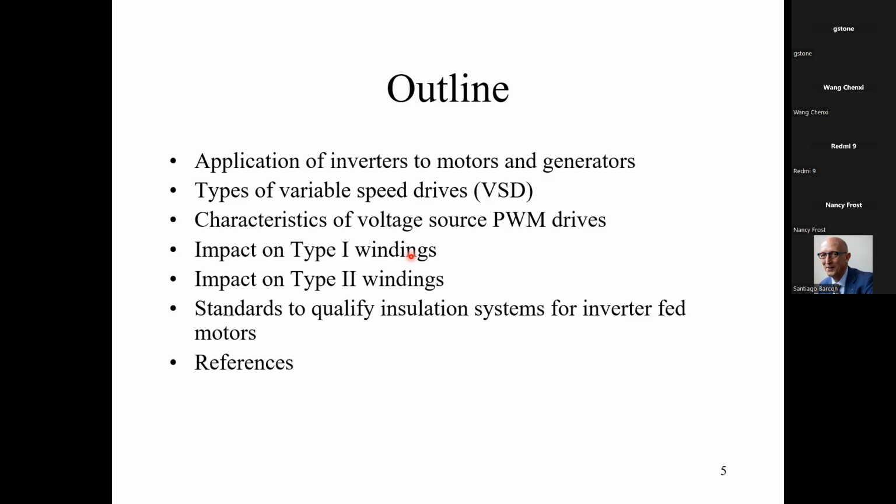And if we have time, I'm going to go into the standards in a little bit more detail to see how manufacturers of motors and doubly fed induction generators are now required to qualify their insulation systems so that those machines can be used with inverters. Towards the end, there are some references for a lot more reading.